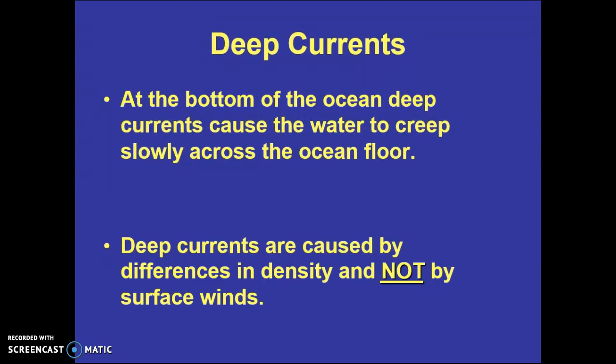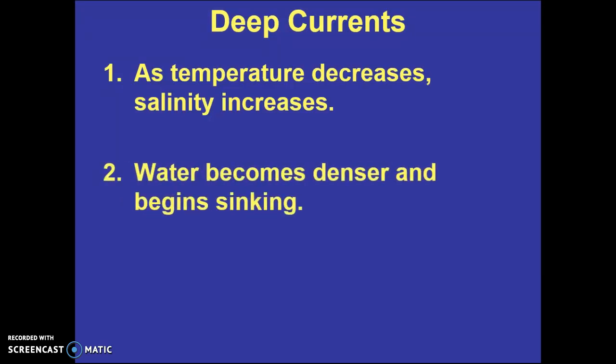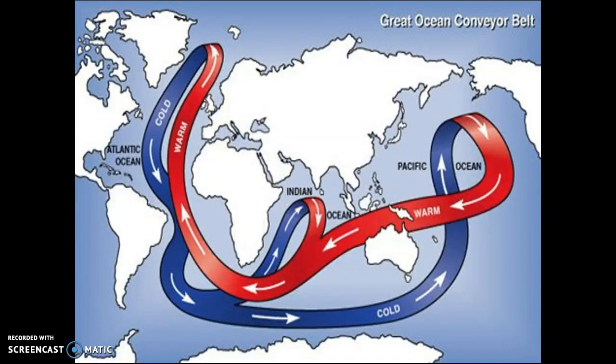These deep currents are not caused by wind. Surface currents are caused by wind, kind of like surface waves. Deep currents are caused by differences in density. So dense water sinks, or less dense water rises, and it causes a movement in water. As temperature decreases, as water gets cold, it actually gets saltier. Then that cold and salty water is dense and so it begins to sink. That water then flows along the ocean floor, and that's a deep water current.